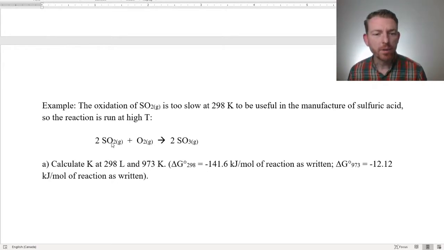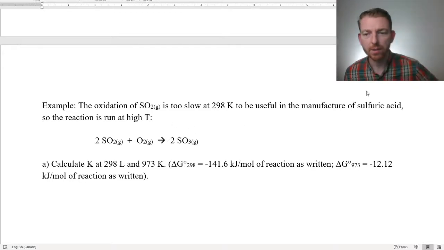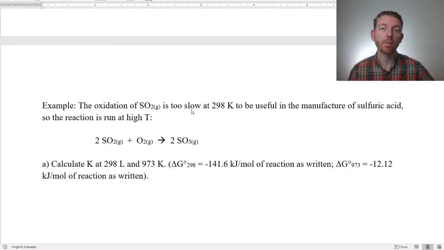So 2SO2 plus oxygen into 2SO3 as a precursor into sulfuric acid. Okay, so we're saying it's too slow at 298 to be useful. Too slow, again, doesn't mean that it's not favored or it's not spontaneous. Again, we're talking about the kinetics of the reaction as opposed to the thermodynamics of the reaction. Okay, so it's run at high temperature.